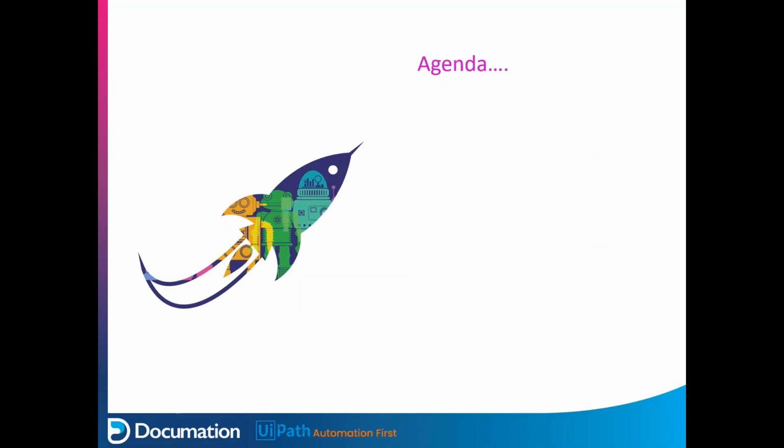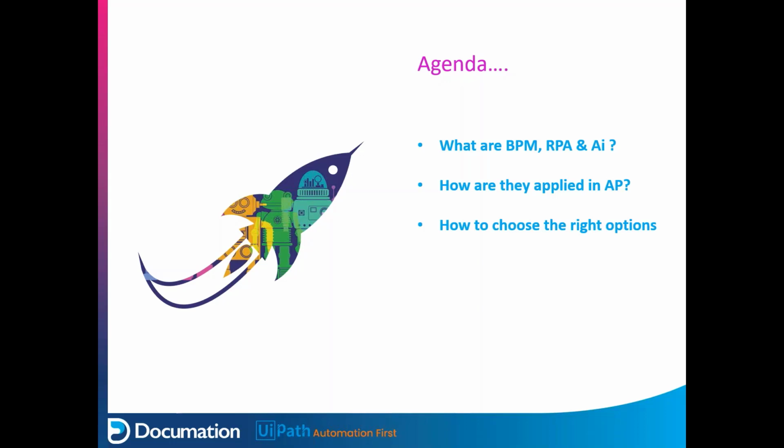During today's session, we aim to give you an insight into the exciting software that's available today for automating accounts payable and other back and front office processes. We'll start off with an overview of types of automation software. We'll be talking about how they can be applied in accounts payable in particular, and discuss some of the factors which can help you choose the right software for your particular situation.